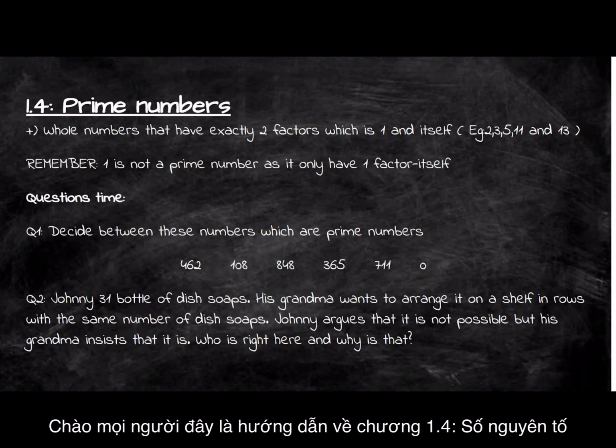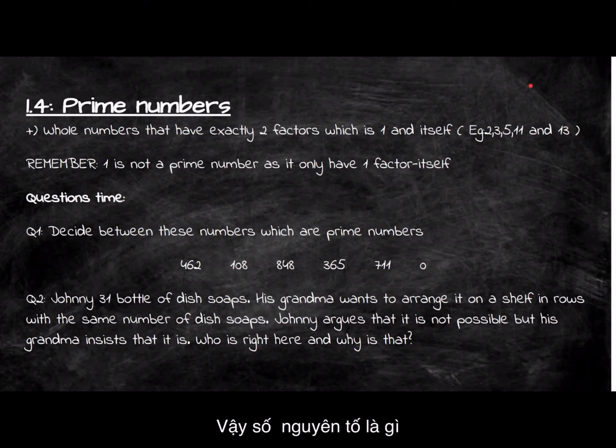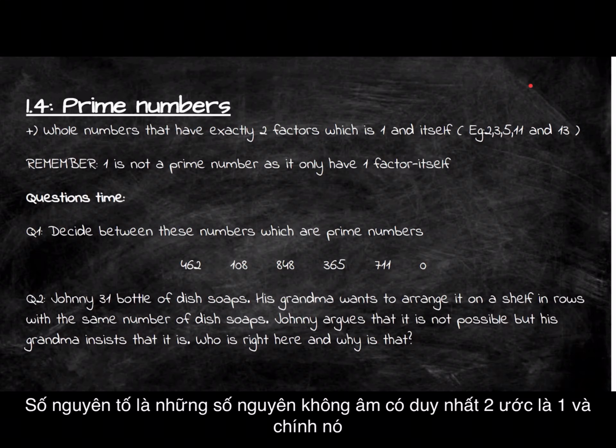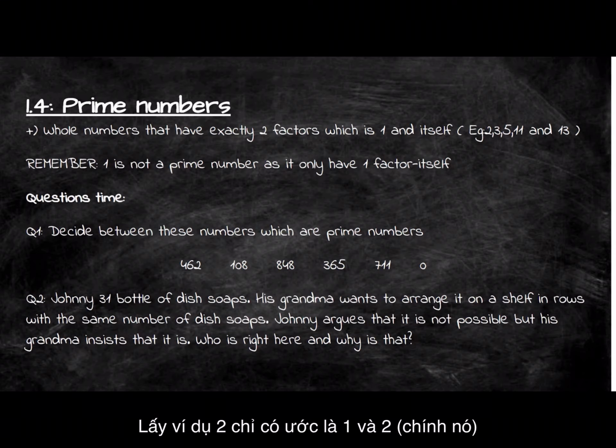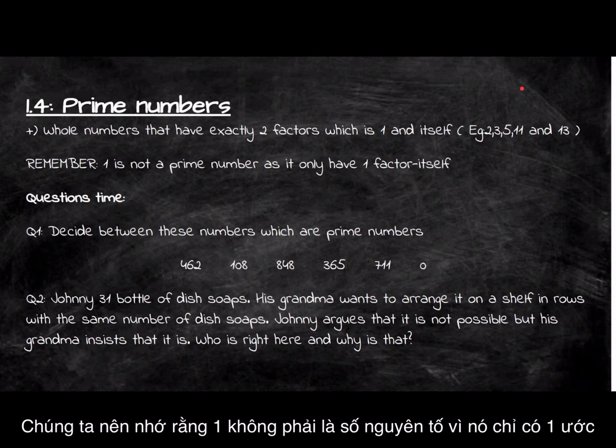This is chapter 1.4 about prime numbers. To begin with, we should know what prime numbers are. To put it in a simple way, they are whole numbers that have exactly two factors, which are 1 and itself. For example, 2. It is a prime number because it can only be divided by 1 and 2. Something that we need to keep in mind is that 1 is not a prime number because it only has one factor, which is itself.